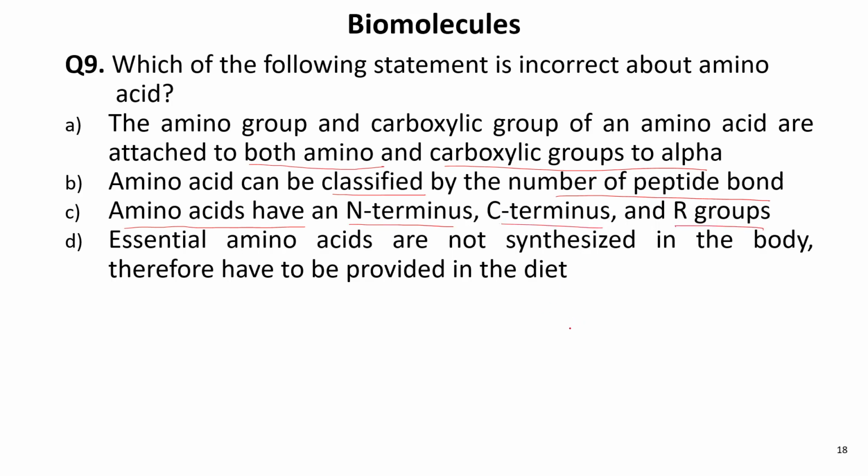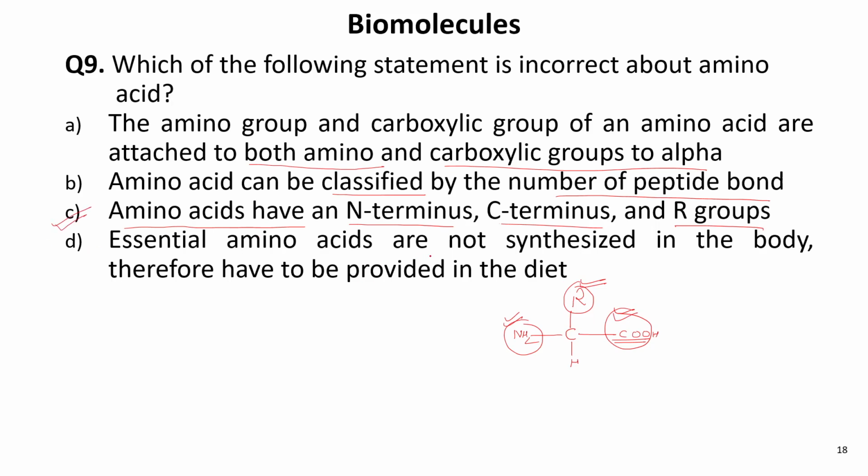So if I draw an amino acid, this is the chiral carbon, the alpha carbon, and here C-terminus means the COOH group is attached. N-terminus, this is the N-terminus, NH2 group is attached. This is H, and here is the R group. So these 3 you can see: this is the N-terminus, this is the C-terminus, and this is the R group. So this is the correct one.